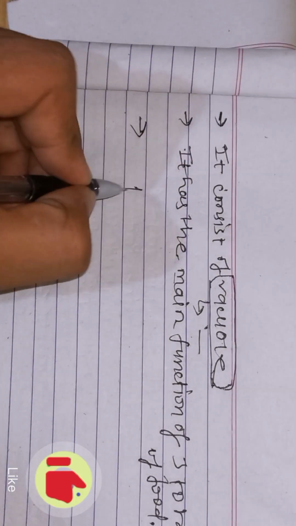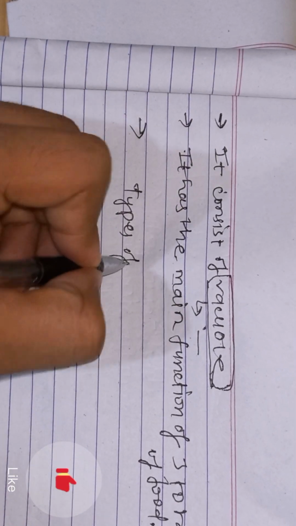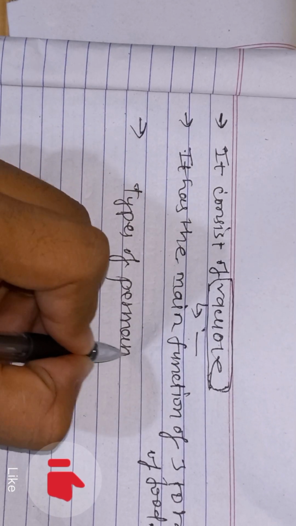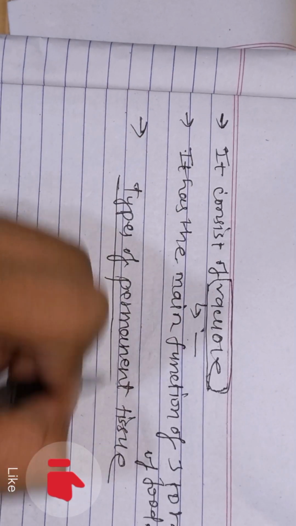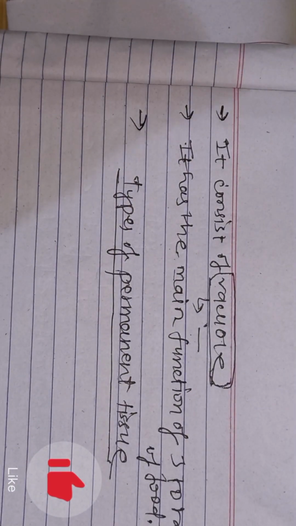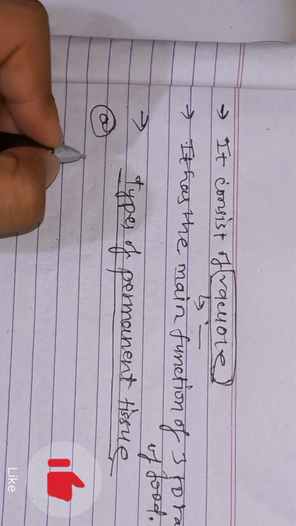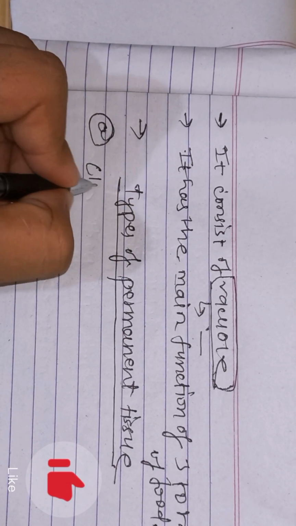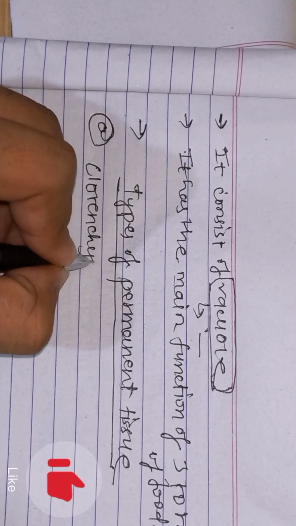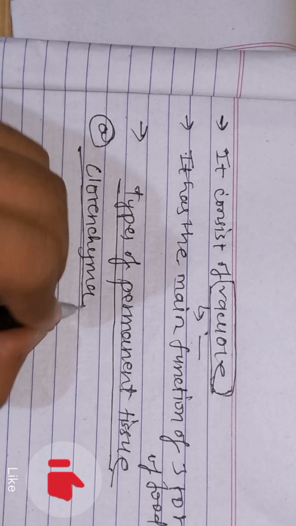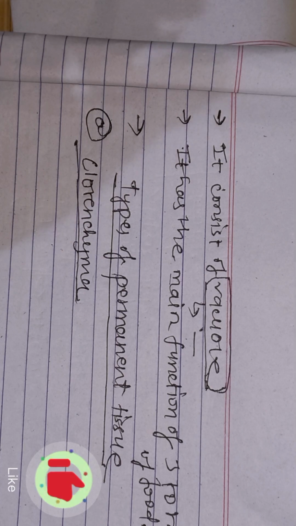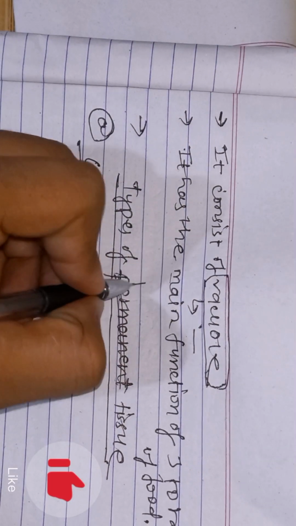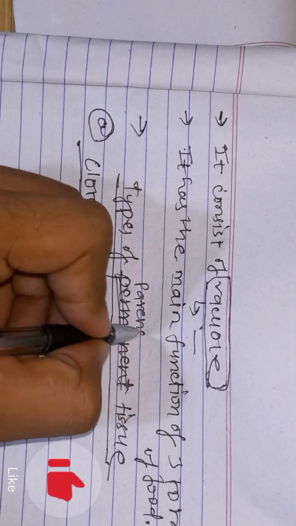Now let's talk about the types of permanent tissue. It has various types. The first one is parenchyma. What is parenchyma? Parenchyma is a type of parenchymatous tissue.